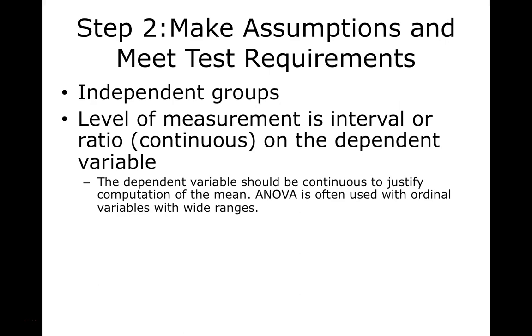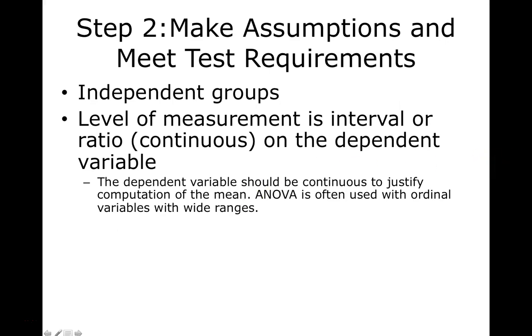So again, we'll make sure the assumptions are met and that we've met the test requirements. So again, that our groups are independent, that our categories on whatever categorical independent variable we're using are independent, that the level of measurement of the dependent variable is interval or ratio, essentially that it's a continuous variable. And the dependent variable for both t-tests and ANOVAs should be continuous so that we can justify using the mean as our metric of that variable.